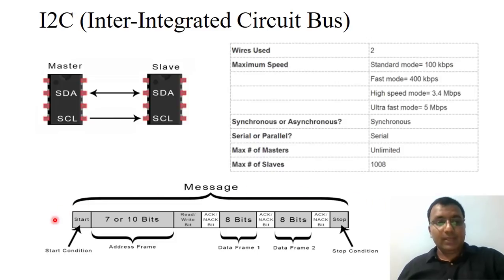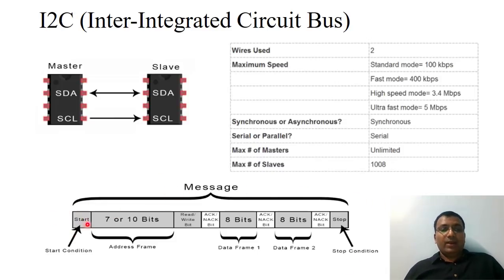This is the message format for the I2C. We require a start condition, then a 7 or 10 bit address frame. For the I2C, each and every slave is identified with its own address. Then a read/write bit, which notifies whether it's reading from or writing to the slave. Then an acknowledgement or negative acknowledgement bit, so whether the slave received it or not is acknowledged with the acknowledge bit. Then an 8 bit data frame, which is again acknowledged. Again an 8 bit data frame 2, which is again acknowledged, and then the stop condition. So this is the message structure of I2C.